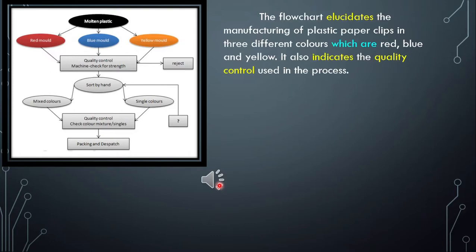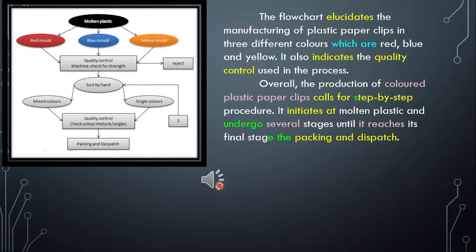The flowchart elucidates the manufacturing of plastic paper clips in 3 different colors, which are red, blue and yellow. It also indicates the quality control used in the process. Overall, the production of colored plastic paper clips calls for step-by-step procedure. It initiates at molten plastic and undergoes several stages until it reaches its final stage, the packing and dispatch.